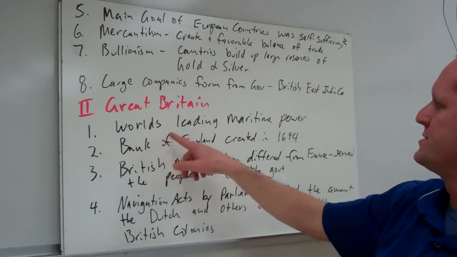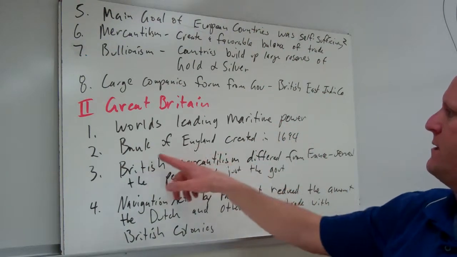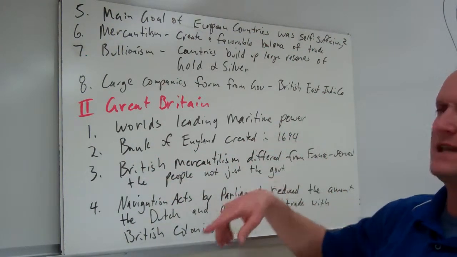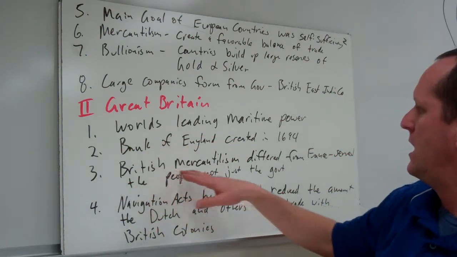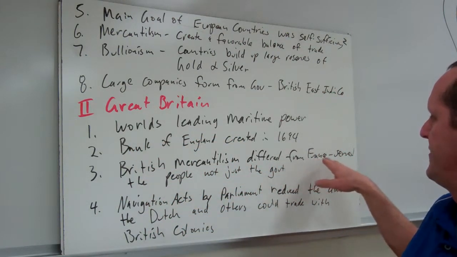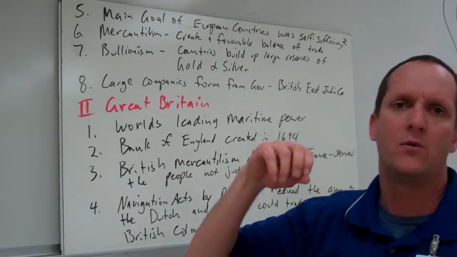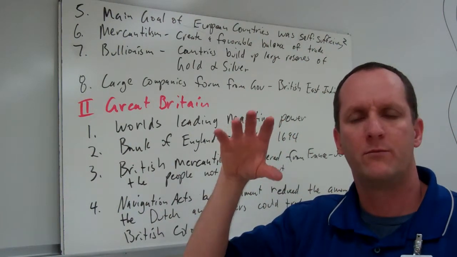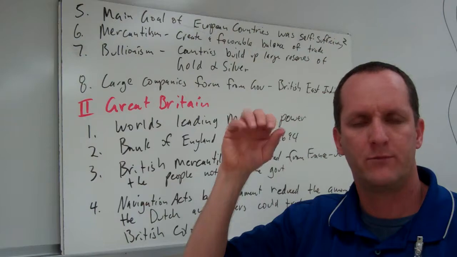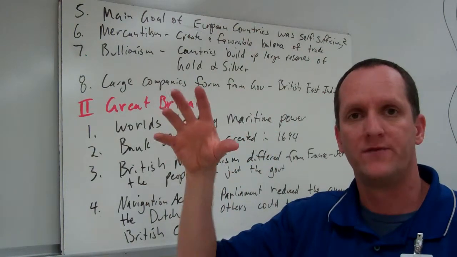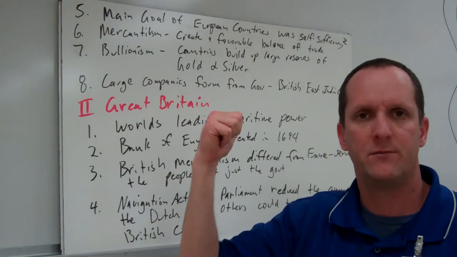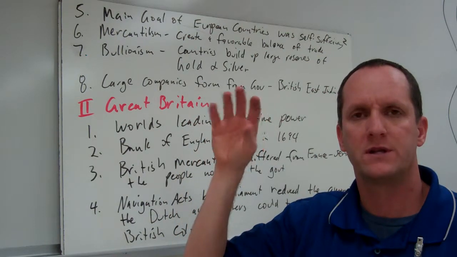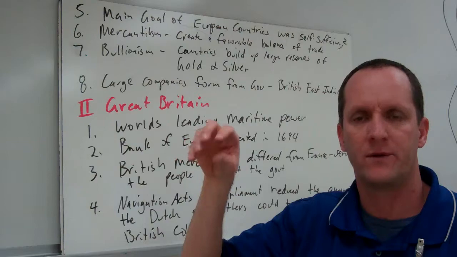Now, Great Britain was the world's leading maritime power. They created the Bank of England in 1694, which was something that was new at that time. British mercantilism differed from France's, whereas mercantilism in Britain helped all of the people, not only the government. In France and most countries in mainland Europe, mercantilism was more to help the government rather than the people.